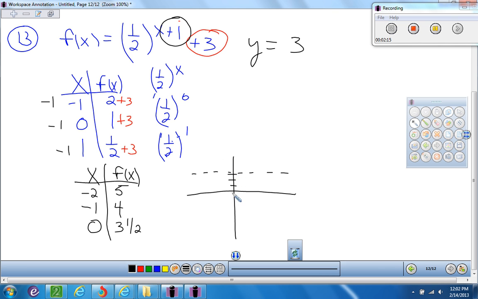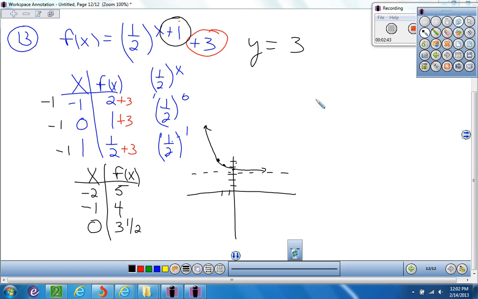Okay, now I'm going to plot points. So I'm going to go over to 2, and then I go up to 5. So it'd be somewhere up in here. Then at 1 would be here, and then be at like a half here. And so we just keep coming like this, and then we come up like that. So we've graphed the function. And so now we have a visual of it, and we can talk about some things as well.